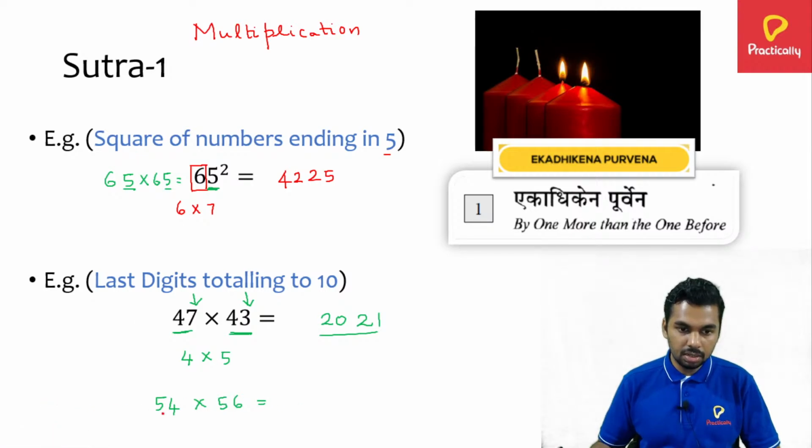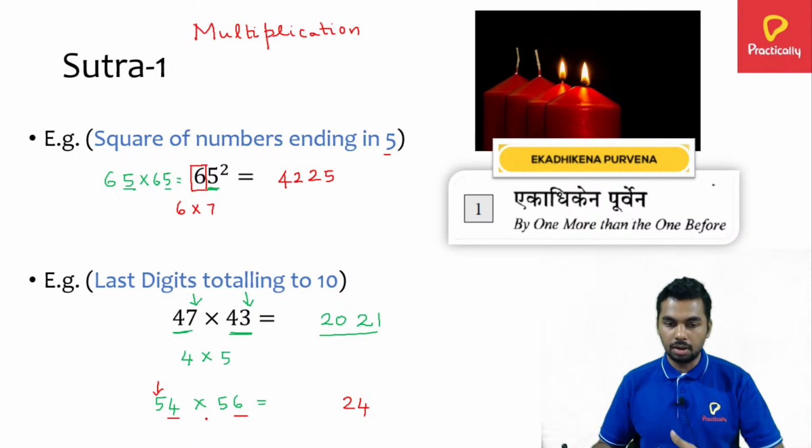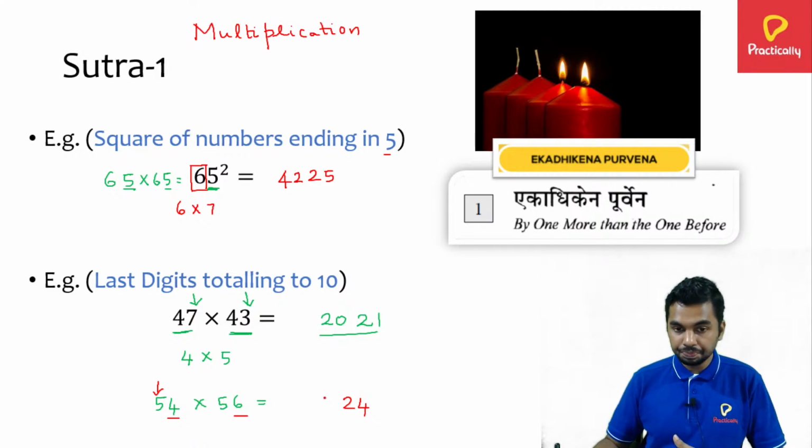So I'll just change colors. We have to do 54 multiplied by 56. So what are the units place digits? It is 4 and 6. You multiply them. 4 multiplied by 6 is 24. And the tens place digit is just 5. So you just have to do 5 multiplied by 5 plus 1. What is 5 multiplied by 5 plus 1? 5 multiplied by 6, which is what? 30, right? 5 multiplied by 6 is 30. So the answer is 3024.